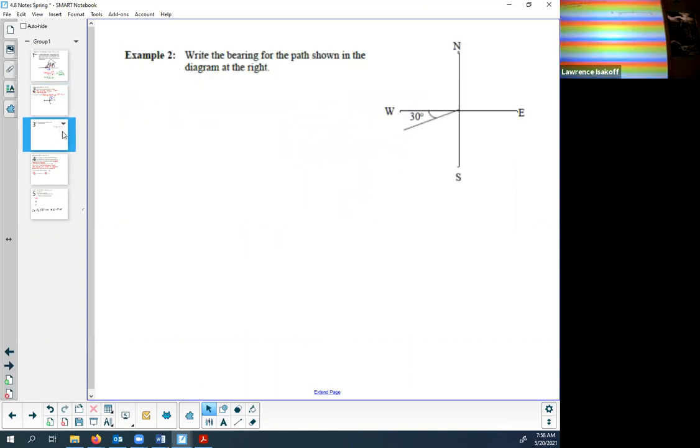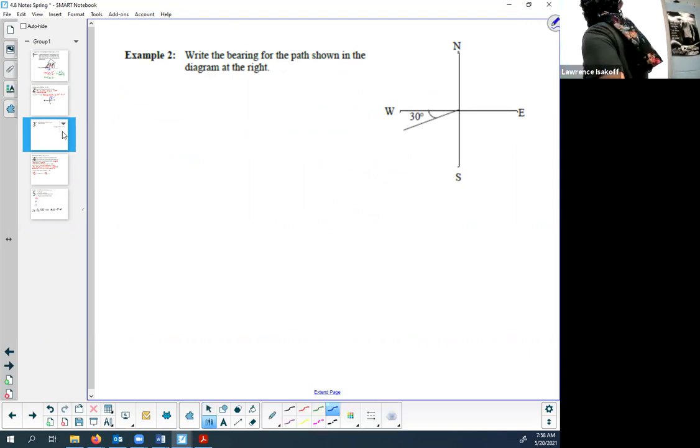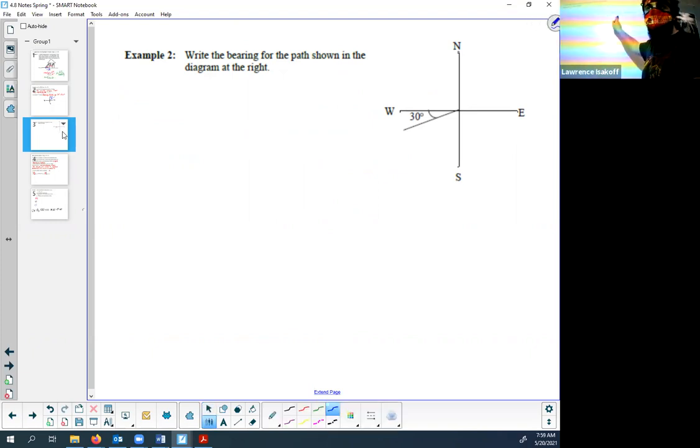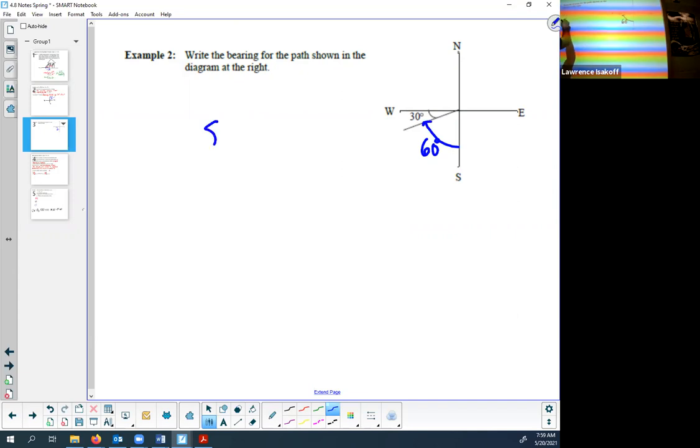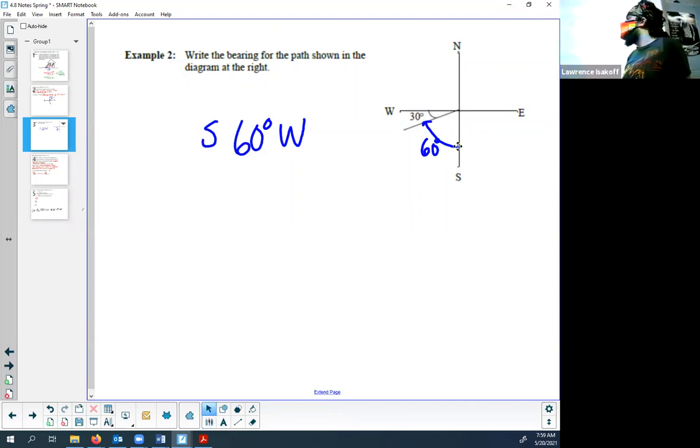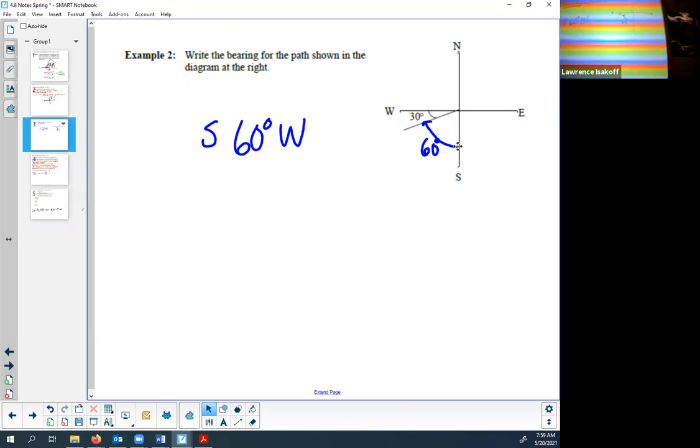Let's take another look here. So write the bearing of this. This we just have to be careful with here. This is 30 degrees from west, right? Which means if I'm going from south, that'd actually be 60 degrees here, right? So this is a south bearing, goes 60 degrees to the west. Make sense? Okay.